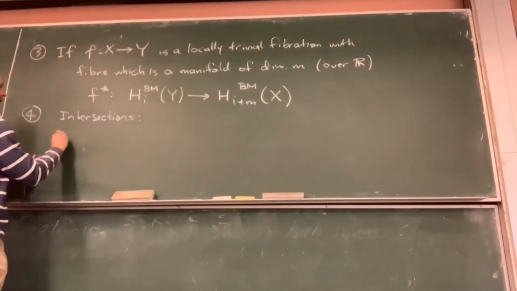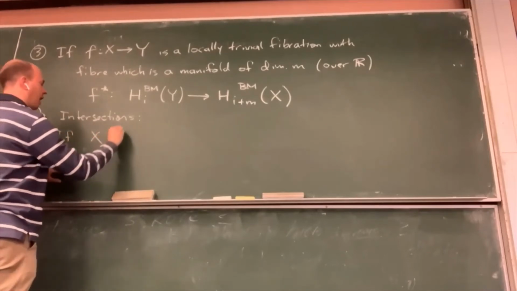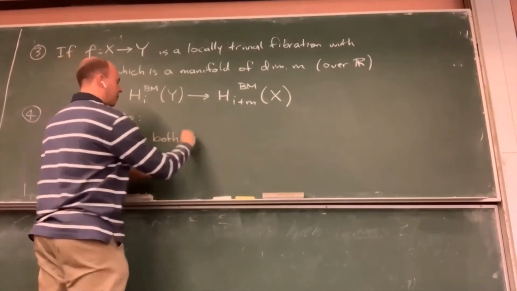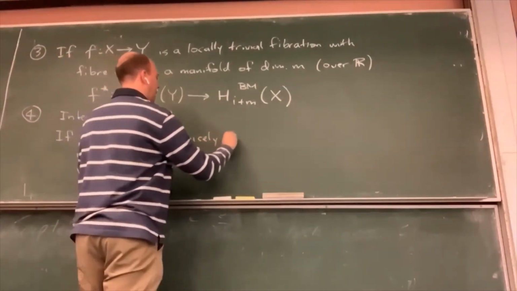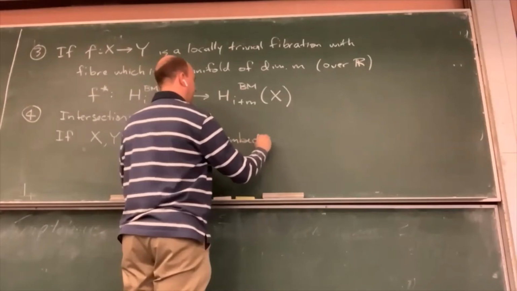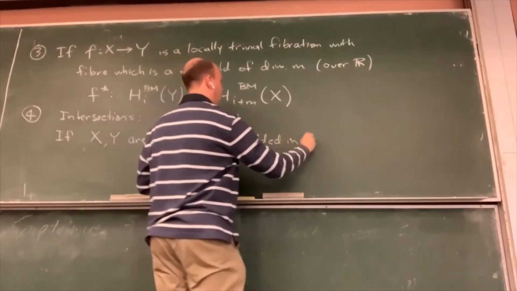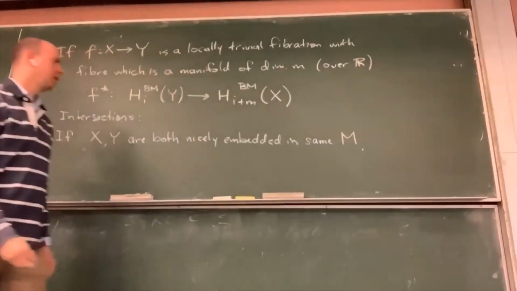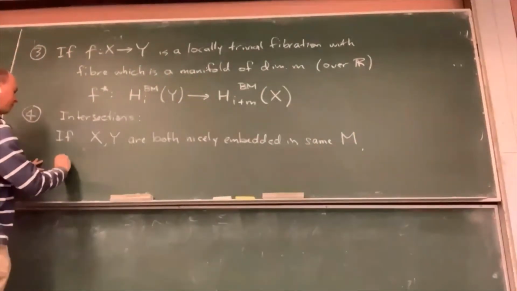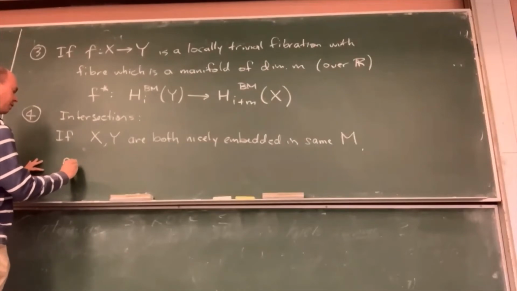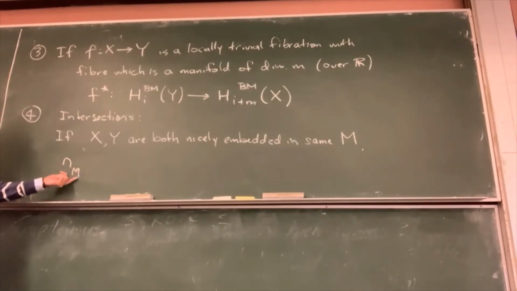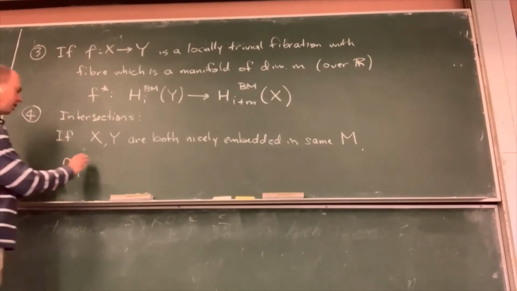So if X and Y are both nicely embedded in the same manifold, then you get an intersection pairing, which is usually written with the normal cap symbol, but you have to write M as a subscript to remember what ambient manifold the intersection is being defined in.